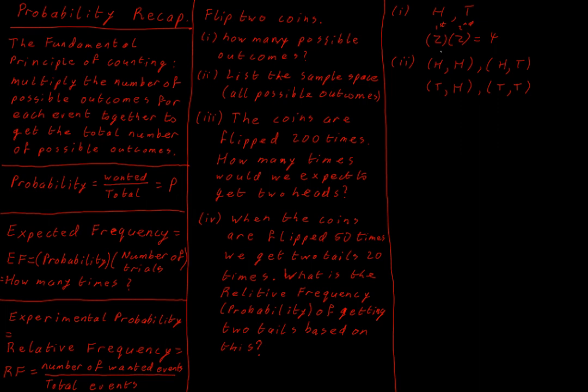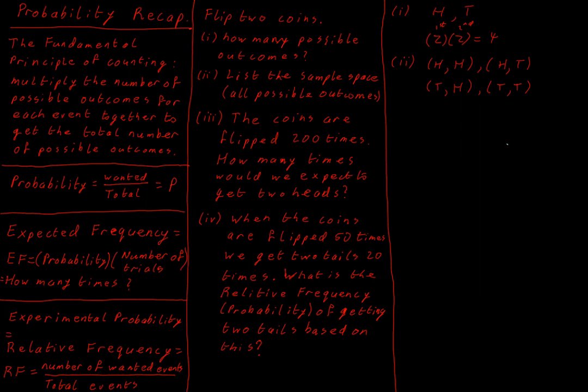And if I look at it, I see that I have 4. I could have gotten a head and a head, head tail, tail head, or tail tail. That's 1, 2, 3, 4 different situations that could occur when I flip my 2 coins. And I can see that it's the same as when I multiplied the number of possible outcomes together. So the 4 here refers to these 4 different possible outcomes.